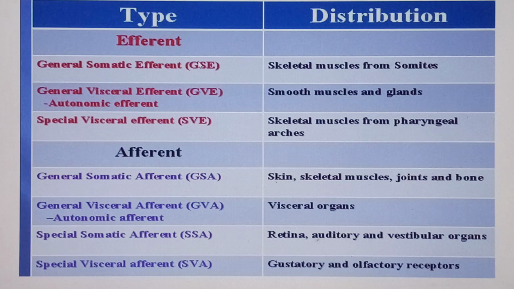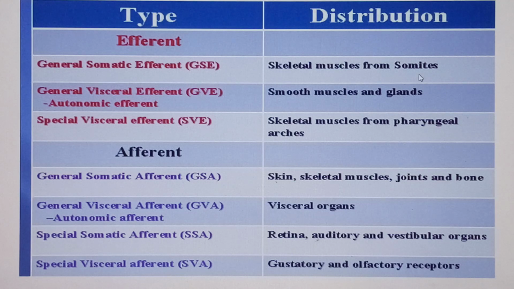So G is for general, the next one is somatic, and E is for efferent. Whenever you talk about the GSE column, one thing I want you to know is that they supply skeletal muscles derived from somites. In the head and neck region, the skeletal muscles derived from somites are only 2. We talk about the extraocular muscles, those around the eyeball, and the tongue muscles, the glossal muscles. But precisely, if they ask you which of them is coming from somites, I want you to go for the glossal muscles.